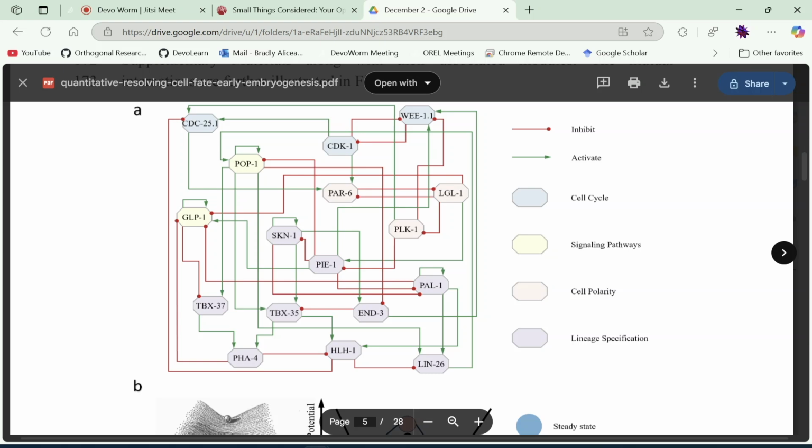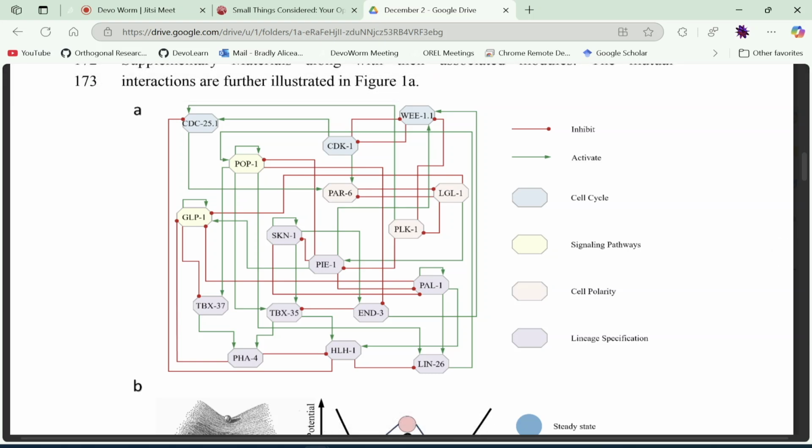But if WEE1 is facilitated, then CDK1 is inhibited. If CDK1 is encouraged to proliferate, then WEE1 is inhibited. So you have these relationships in the network. And of course, if we think about a neural circuit as well, it's the same thing. We can have these inhibitory relationships. We can have these reciprocal inhibitory relationships.